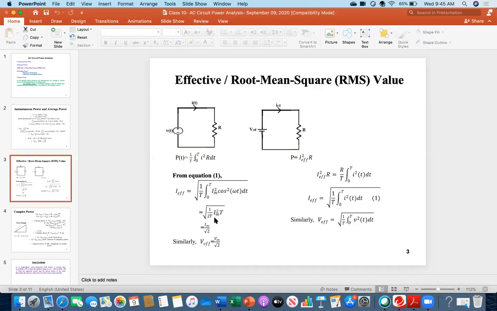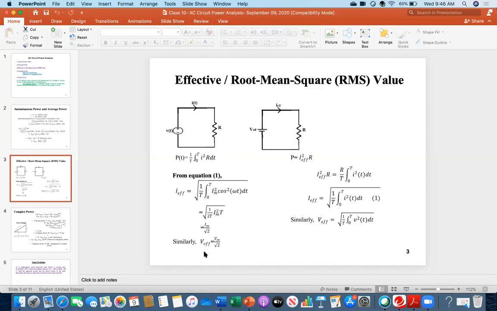So look at this one. This T cancels. And after that, what are you getting? Im over root 2. This means the effective value is Im over root 2. Similarly, what is the V effective? Vm over root 2. What does that mean? Vm was the peak value of the voltage waveform. This Im was related to this AC circuit, so that over root 2. Effective value Vm over root 2.